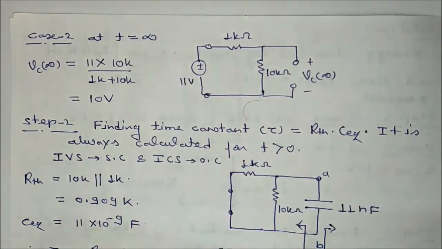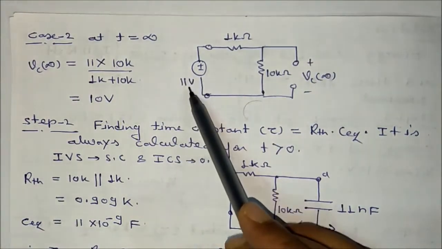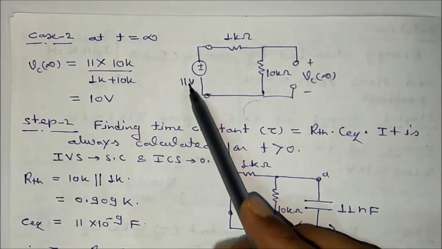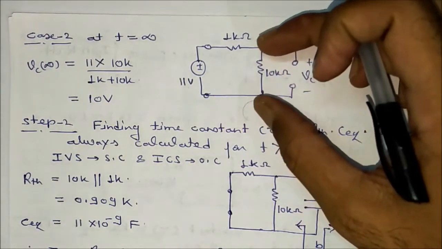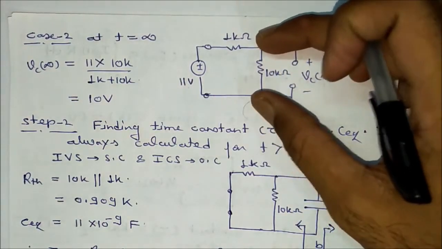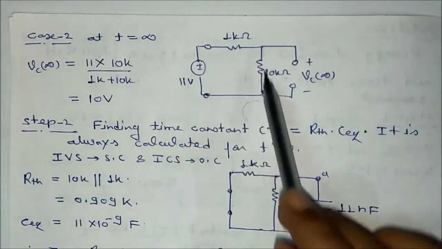At t is equal to infinite, what is the voltage? The voltage has been applied after t is equal to 0. That is how much? That is 11 volt. If it is 11 volt, this is the open circuit voltage. This voltage will be exactly equal to the voltage across this 10 kilo ohm resistor. So we can apply the voltage division rule.